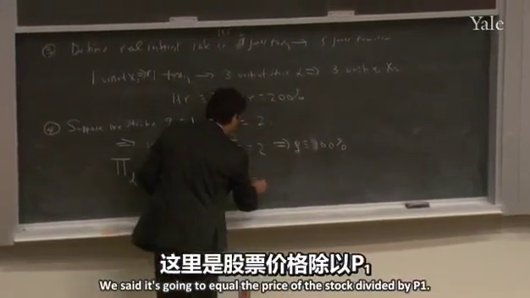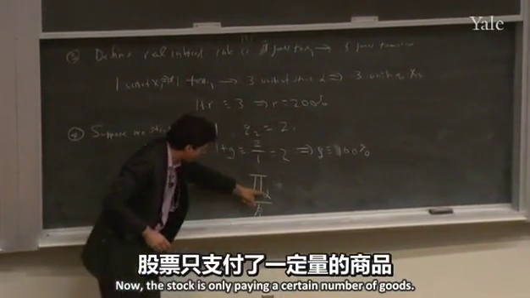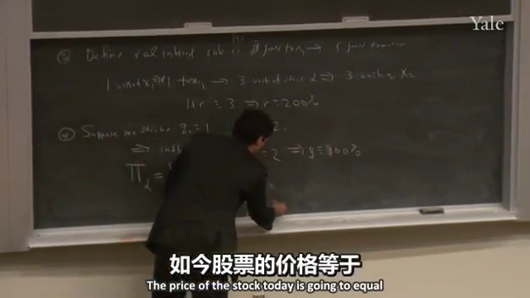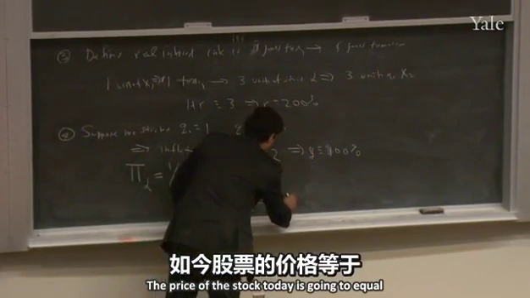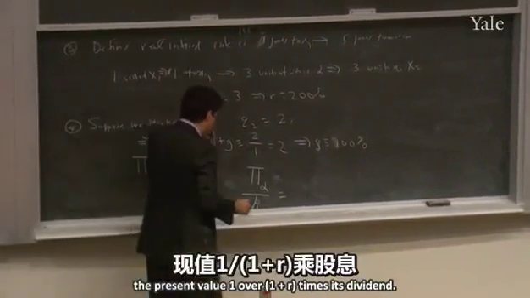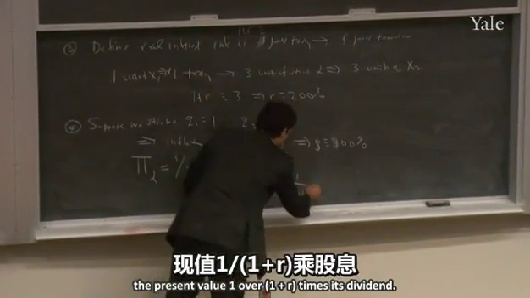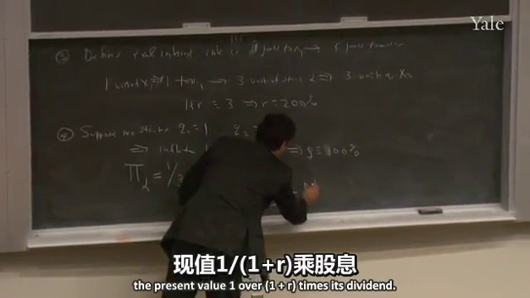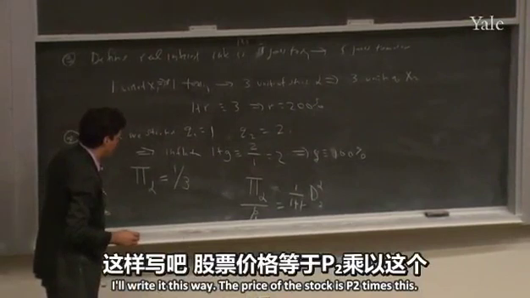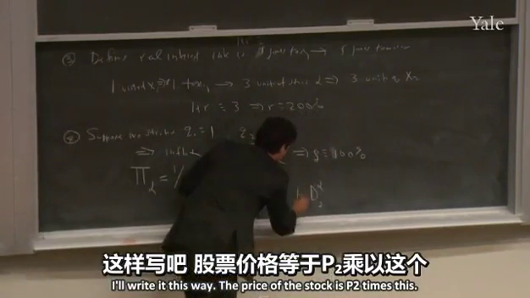How did we get it by going from here to here? We said it's going to equal the price of the stock divided by P1. Now the stock is only paying a certain number of goods. So the value of the goods today is going to equal the present value, 1 over 1 plus R, times its dividend. The price of the stock is P2 times this.